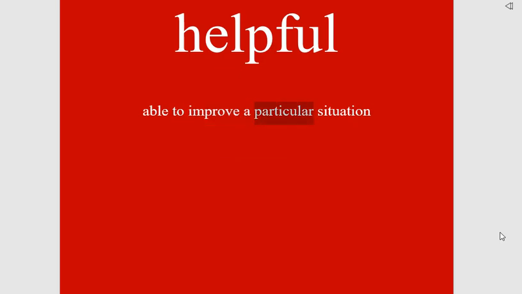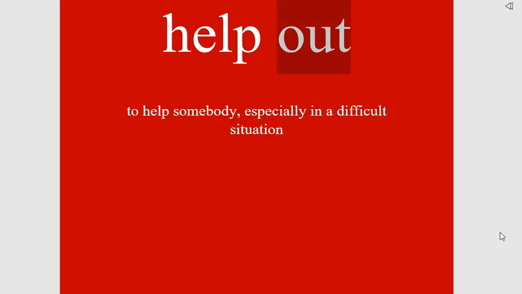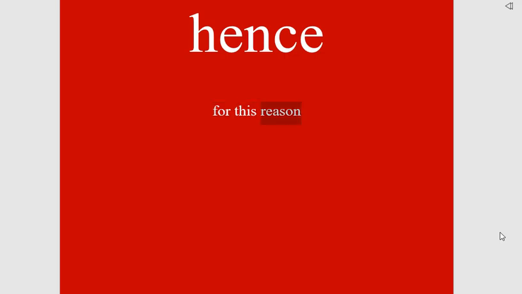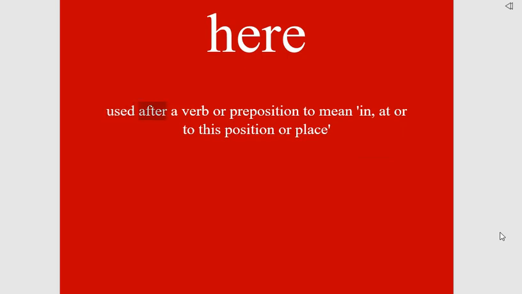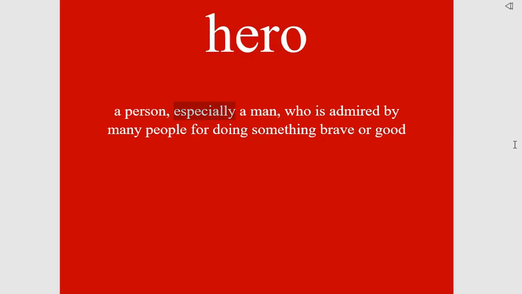Helpful. Able to improve a particular situation. Help out. To help somebody, especially in a difficult situation. Hence. For this reason. Her. Used as the object of a verb, after the verb be or after a preposition to refer to a woman or girl who has already been mentioned or is easily identified. Here. Used after a verb or preposition to mean in, at, or to this position or place. Hero. A person, especially a man, who is admired by many people for doing something brave or good.